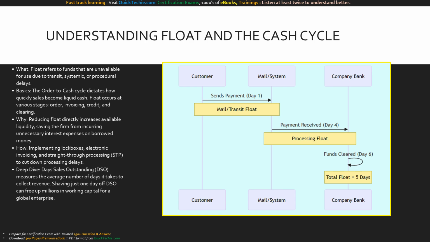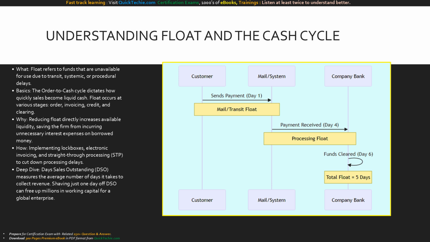A deep dive metric here is Days Sales Outstanding, or DSO. If a multinational corporation can reduce its DSO by just a few days through better float management, it instantly frees up millions of dollars in working capital without making a single additional sale.